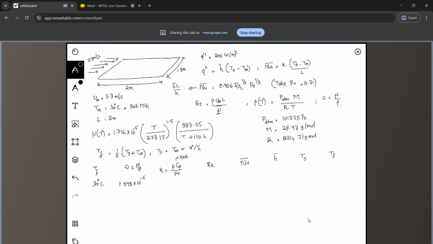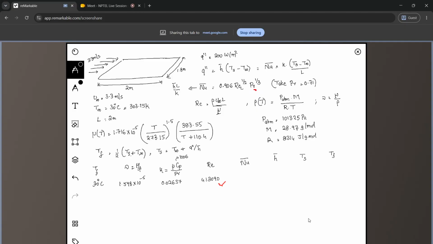The conductivity is around 0.02637. I got a Reynolds number around 413090. This is another check. Once you calculate the Reynolds number, you have to make sure that you are within the laminar region. Otherwise, this particular correlation itself is not valid. So this is less than 5 into 10^5, so I am within the laminar region.